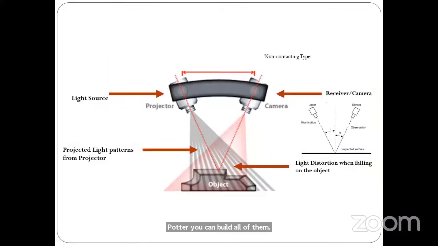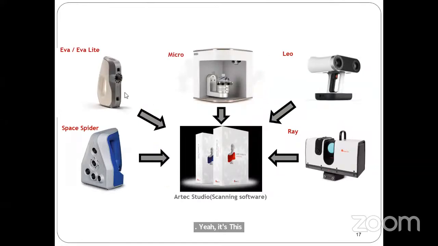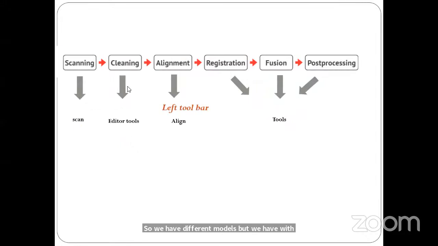A light source projects light patterns, and you can see the object. This is basically a non-contact type reverse engineering system. It uses the laser triangulation method for capturing the object. We have different models, but we have the Space Spider. The workflow is scanning, then cleaning with the editor tool, then alignment, then registration and fusion, and post-processing.